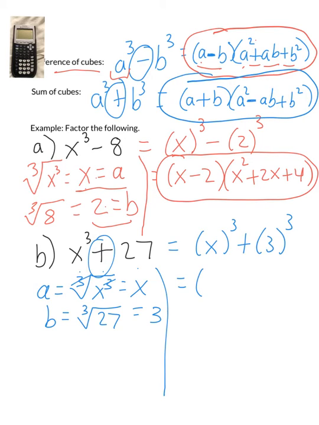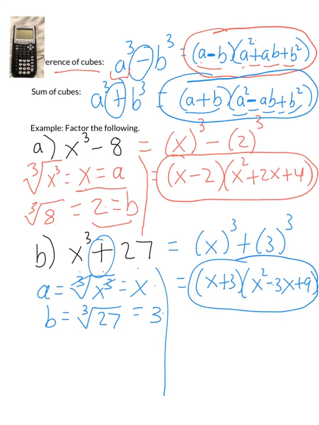So here we go, parentheses, a plus b. So that's going to be x plus 3 times a squared. A was x, so that becomes x squared, minus symbol, a times b, which would be x times 3, or 3x, plus symbol, take b and square it. B was 3. 3 squared is 9. So when we use the formula for sum of cubes, we get x plus 3 times the quantity x squared minus 3x plus 9.